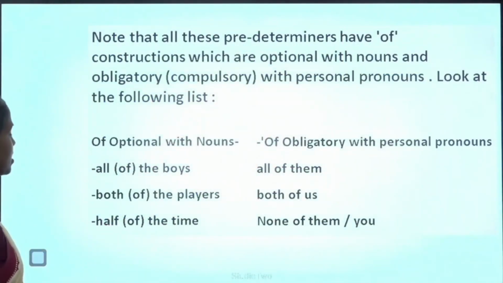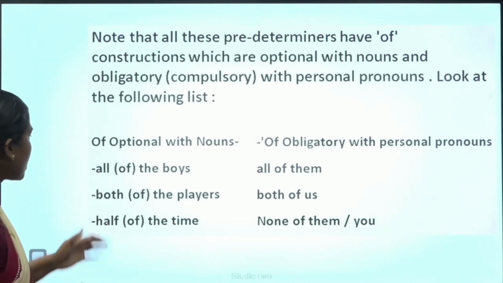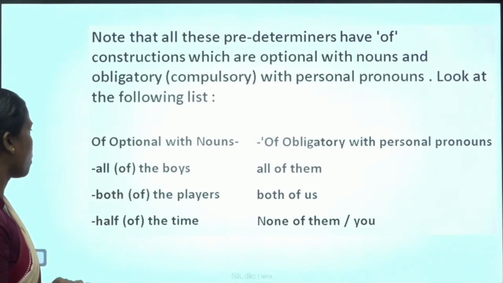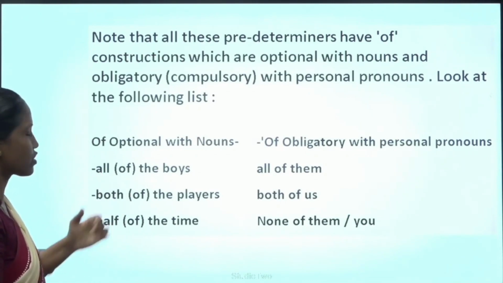So dear students, next we see, note that all these predeterminers have of constructions which are optional with nouns and obligatory (compulsory) with personal pronouns. Now you see the examples are given here, students. You see of is optional with nouns. So you can see here 3 examples are given. All of the boys. If we don't write of here, it will be correct. All the boys also we can write.